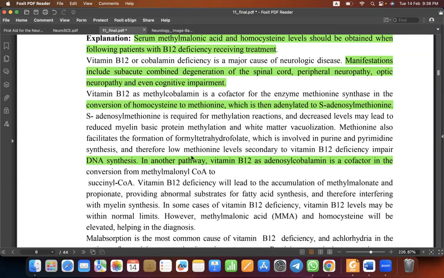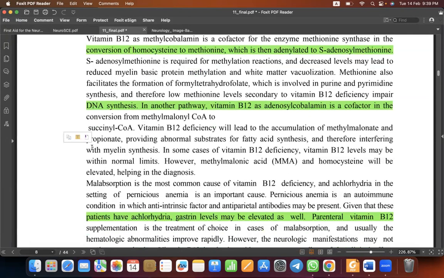Whenever we have low vitamin B12 and low methionine level secondary to B12 deficiency, they impair DNA synthesis as well. Another important pathway is that vitamin B12 converts methylmalonyl CoA to succinyl CoA. As there is B12 deficiency, there will be increased accumulation of methylmalonic acid, particularly methylmalonate. So there will be some problem in myelin synthesis also. So in a nutshell, there will be spinal cord troubles.